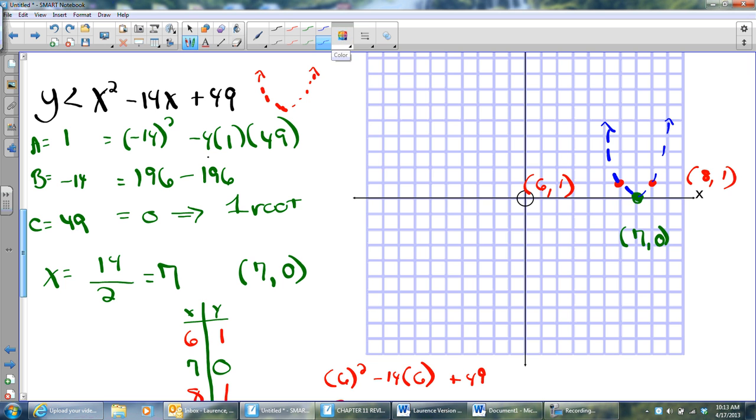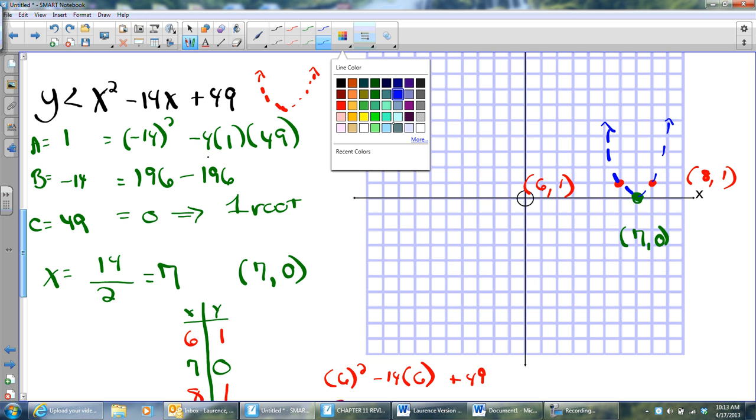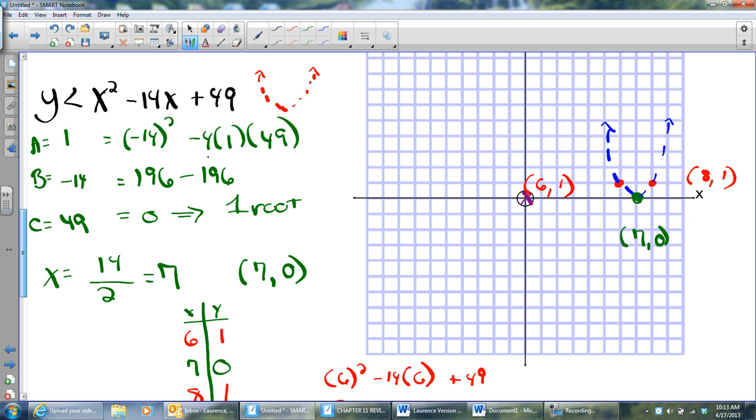Okay, and now I've got to test for shading. I'll use Anna's color. I'll use purple. All right, and I can still use 0, 0 for shading on my test point. If I get a true statement, I'll shade out here around the parabola. If I get a false statement, I'll shade inside the parabola.